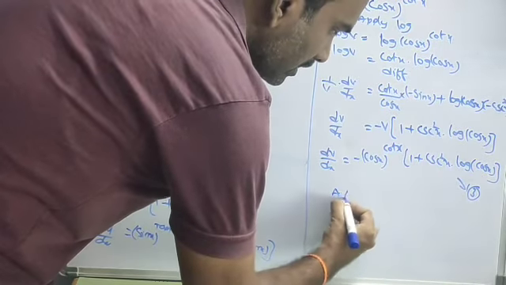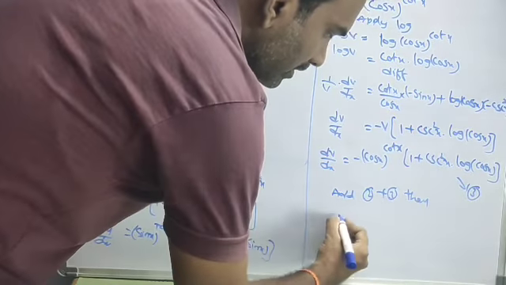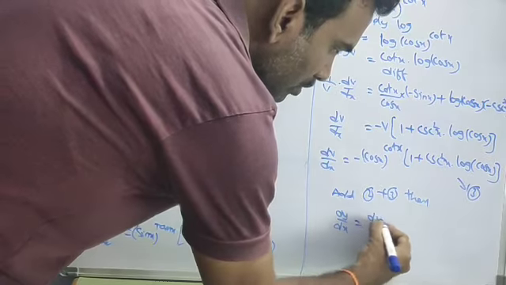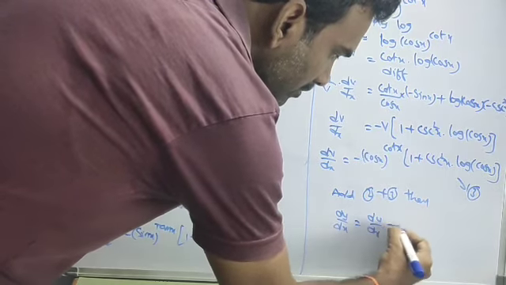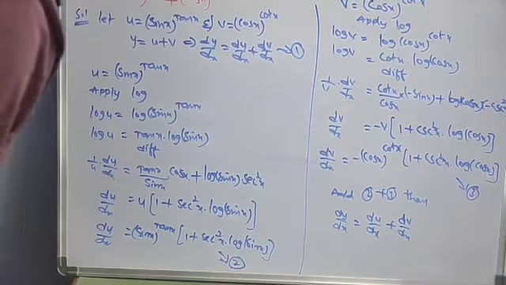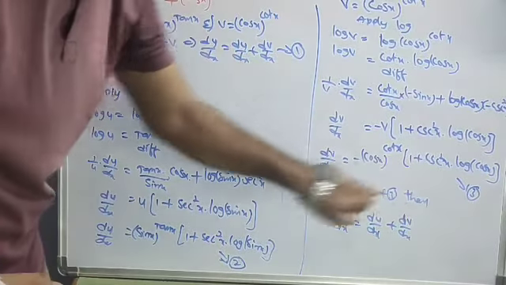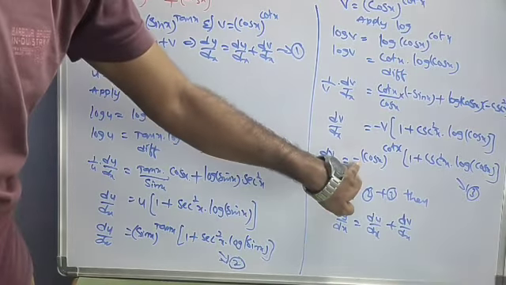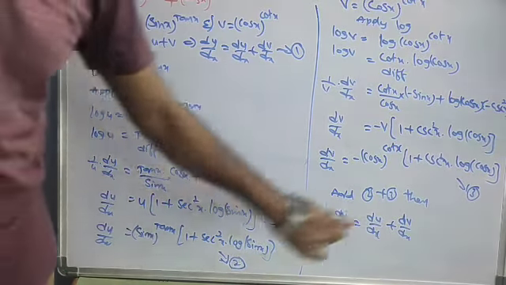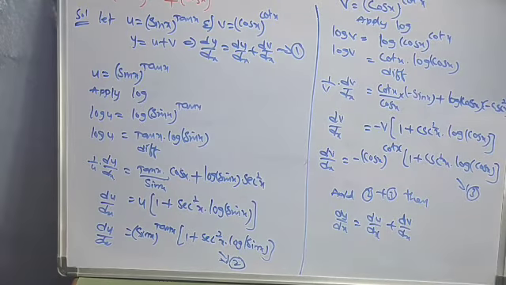Suppose we add 2 plus 3, then dy by dx equals du by dx plus dv by dx. You just write down this value and this value and add them, because here we have the minus sign. If you write the total equation at once, you will get dy by dx.